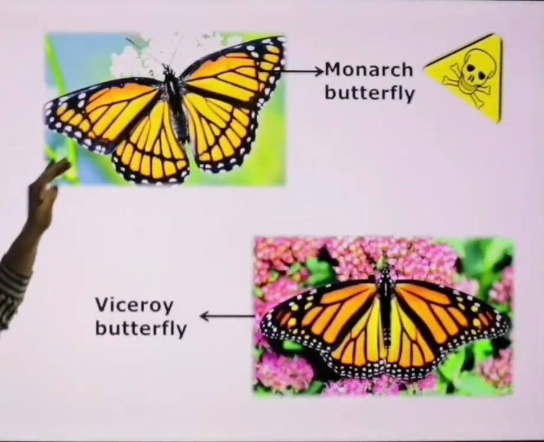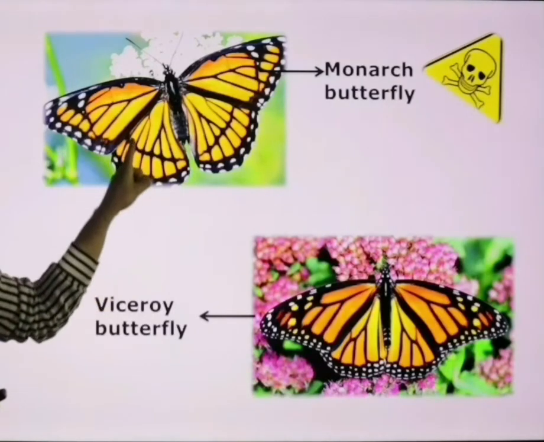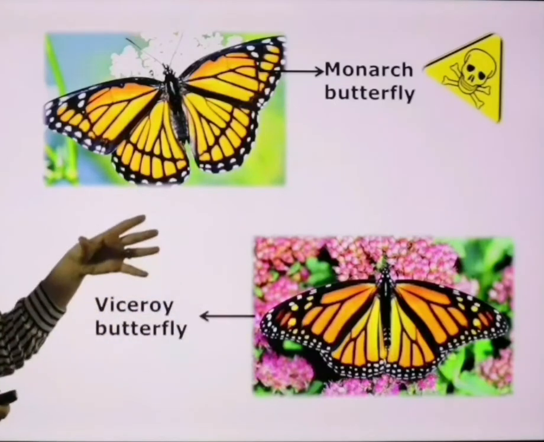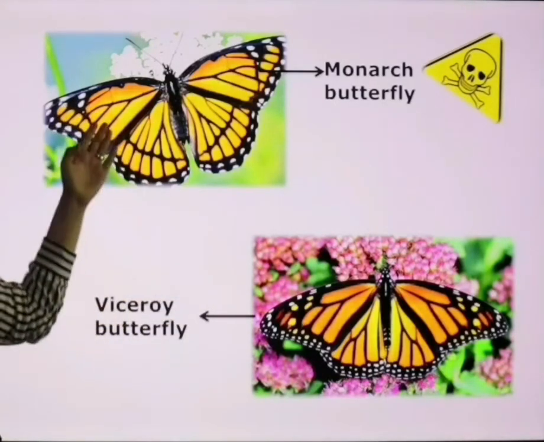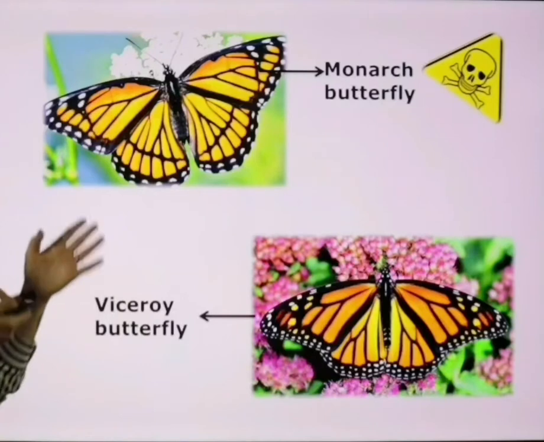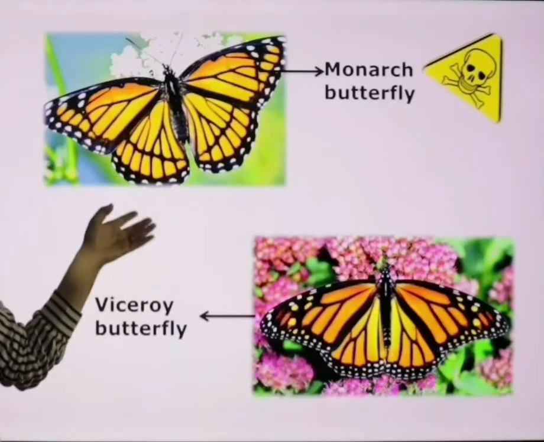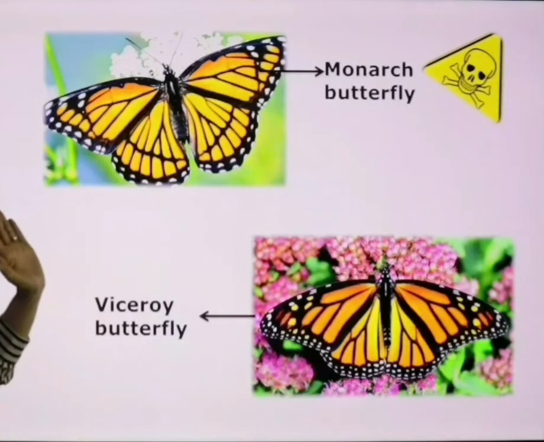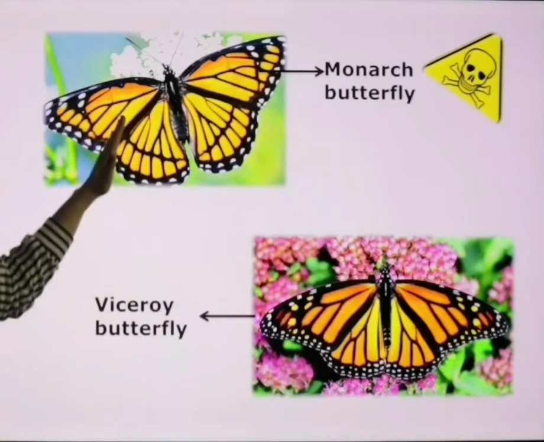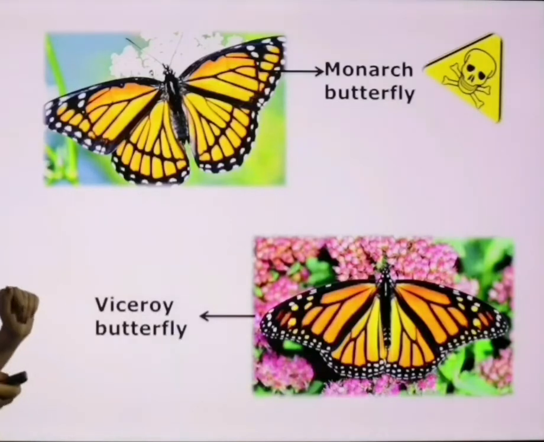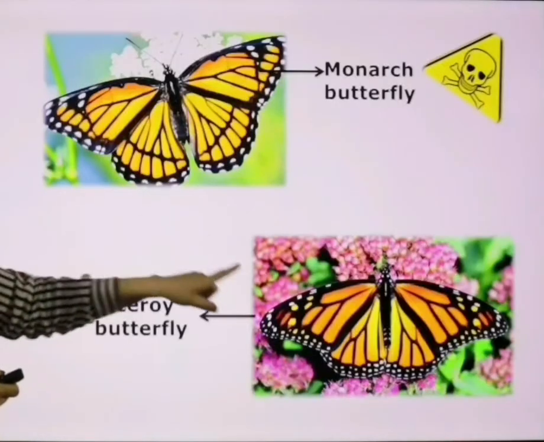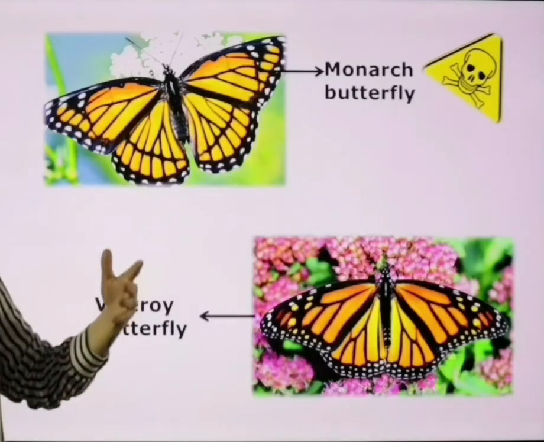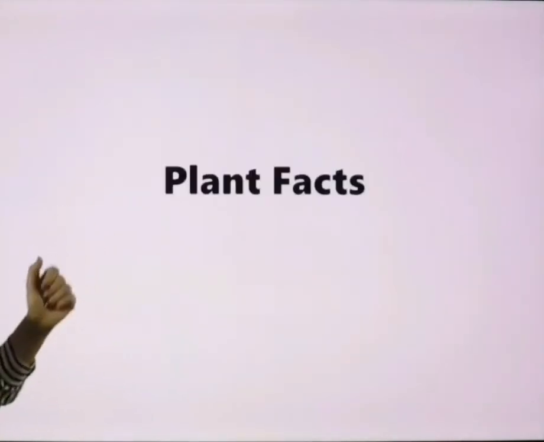Let's see. This is the monarch butterfly, this is the poisonous butterfly, and this is the viceroy butterfly. So if you're a bird and you're looking at these two different butterflies, would you recognize which one is the poisonous one and which is not? If I were a bird, I would not be able to tell the difference. So I would not come near either of these two butterflies. So the viceroy mimicked the monarch butterfly. This is called mimicry.